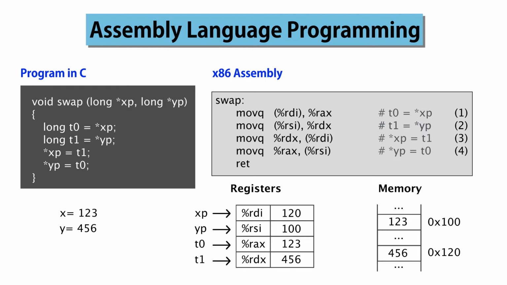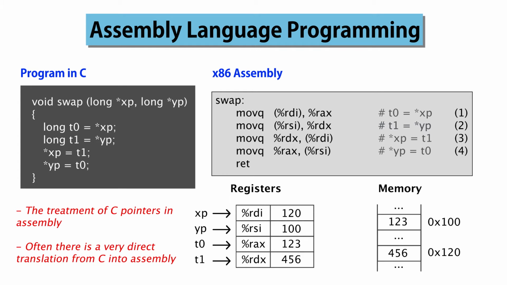This program is very simple, but it illustrates a couple of points. First, it illustrates the treatment of C pointers in assembly. The x86 addressing modes make it quite simple to dereference a pointer both on the left-hand side and the right-hand side of an assignment. Second, this program illustrates that often there's a very direct translation from C into assembly. This would not be the case for some other high-level languages such as Java.